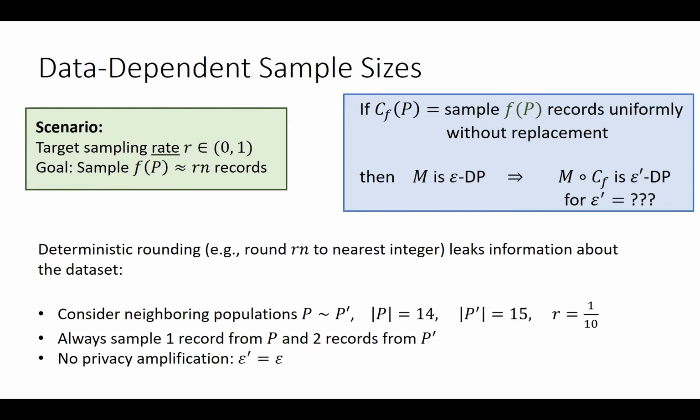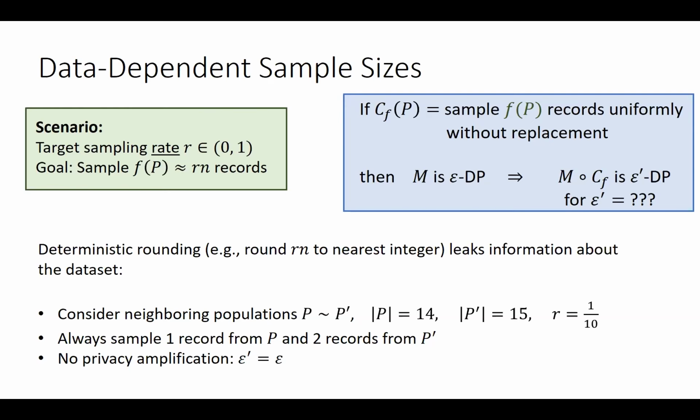Okay, then if you again consider the algorithm that adds Laplace noise at scale 1/epsilon, well, in one case I'm adding Laplace noise at scale 1/epsilon to 1 record and Laplace noise at scale 1/epsilon to 2 records. So the privacy that I get is still just epsilon. There's no amplification here.